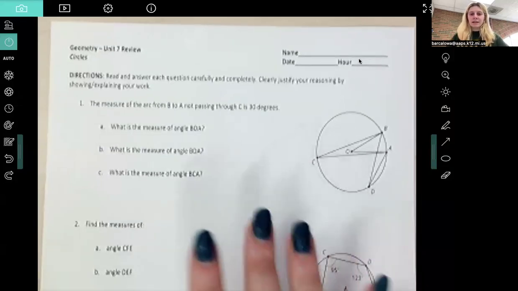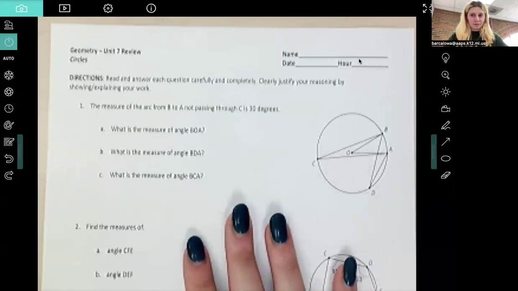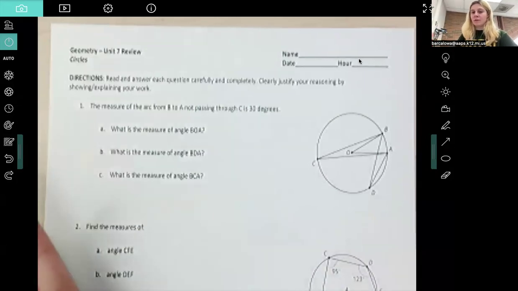I know the quality is not good, but you got this packet from your teacher too. Anyway, okay, here we go.